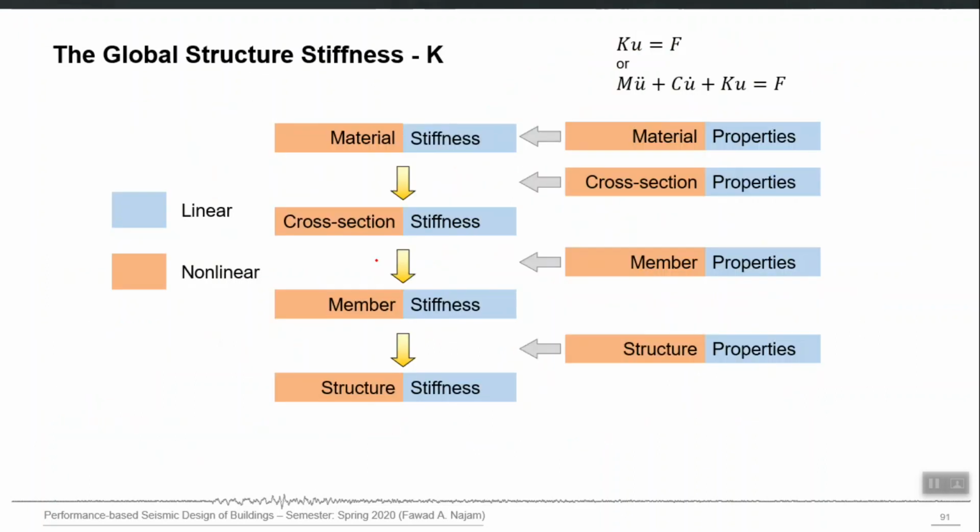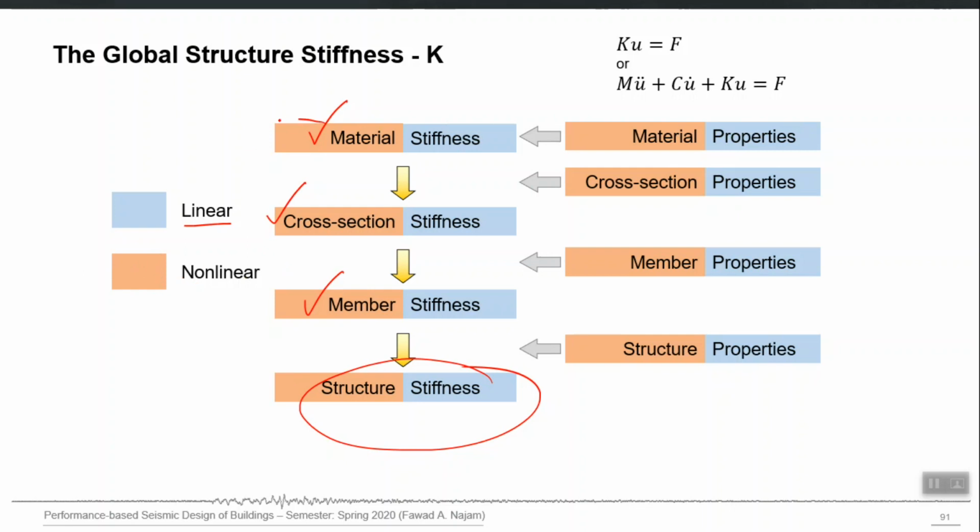So this is the same thing, that each of the levels can be linear or nonlinear, right? We can define directly the material stiffness as nonlinear, or we can define the cross-sectional stiffness as nonlinear, or we can define member stiffness as nonlinear. In any of these three approaches, the structure at the end will be nonlinear, right? So the blue color is showing you the linear possibility of this being a linear property, and this orange is showing nonlinear.